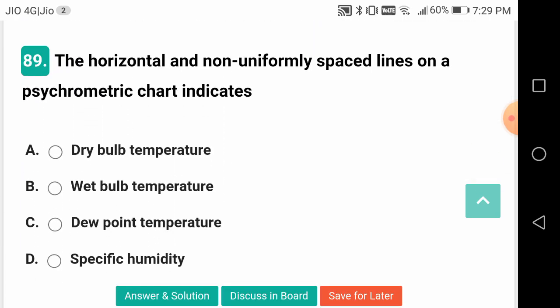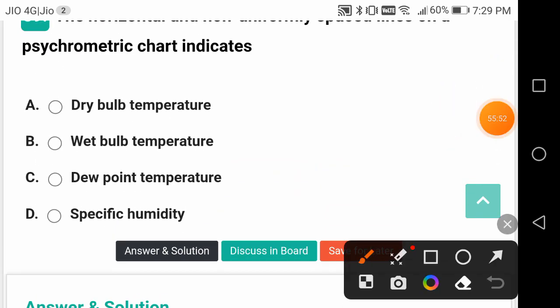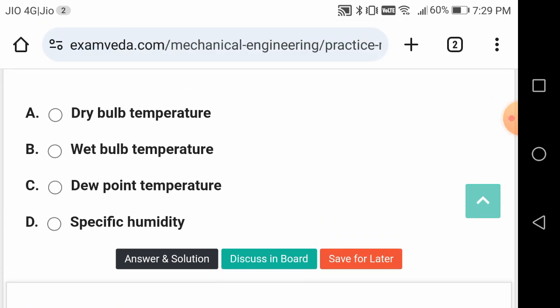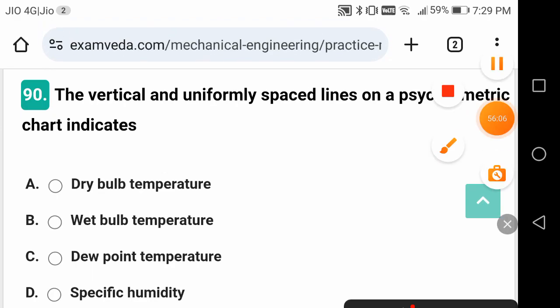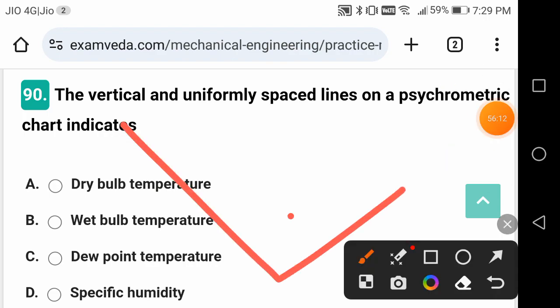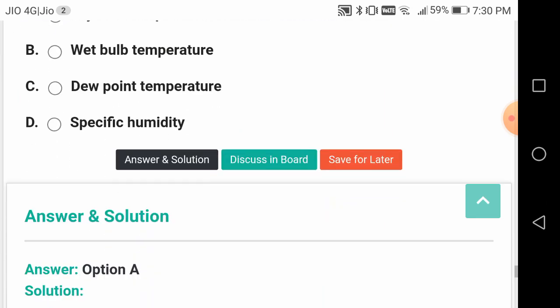The horizontal, non-uniformly spaced lines on a psychrometric chart say dew point temperature. This is a good question, friends. Remember, the vertical and uniformly spaced lines on a psychrometric chart indicate dry bulb temperatures. So like this, like this, like this. Horizontal, vertical and curved lines. So he is asking about this one. Dry bulb temperature.